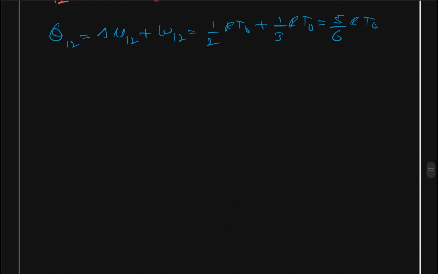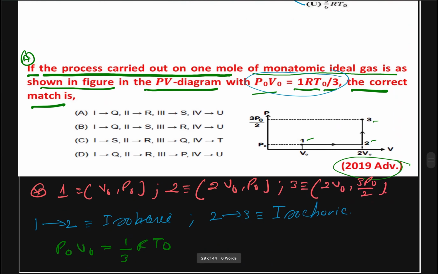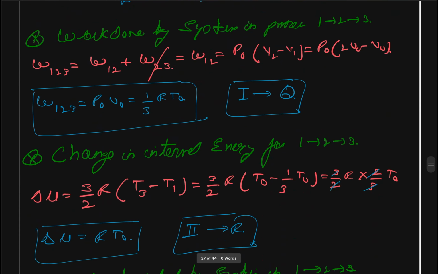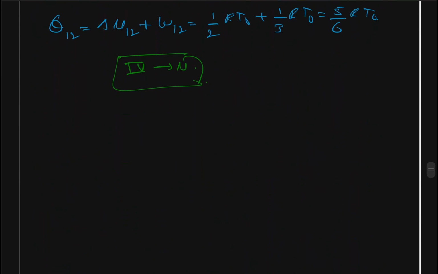So we have fourth matches with U. And so we had one with Q, second with R, third with S. Option A is correct.